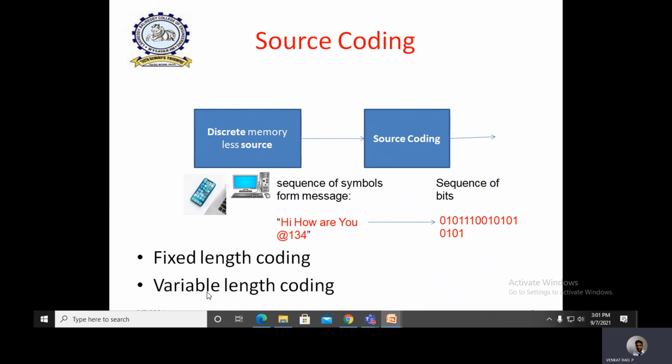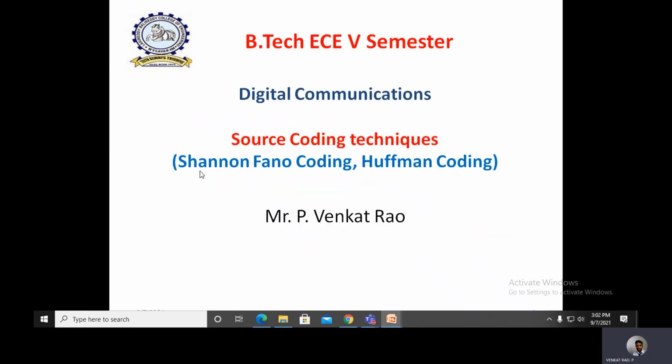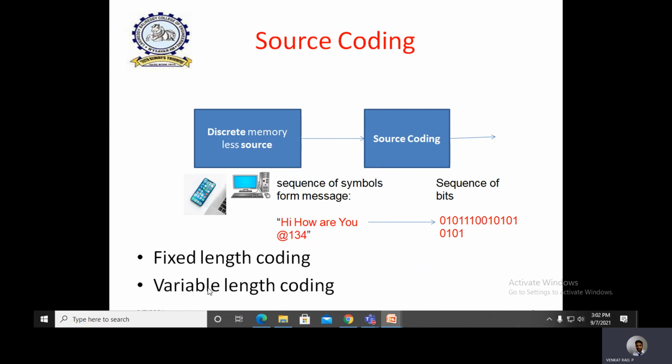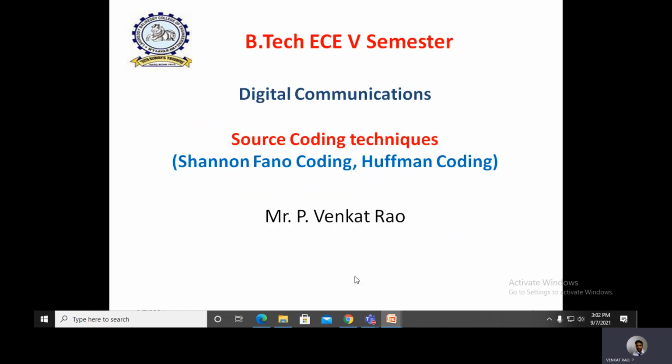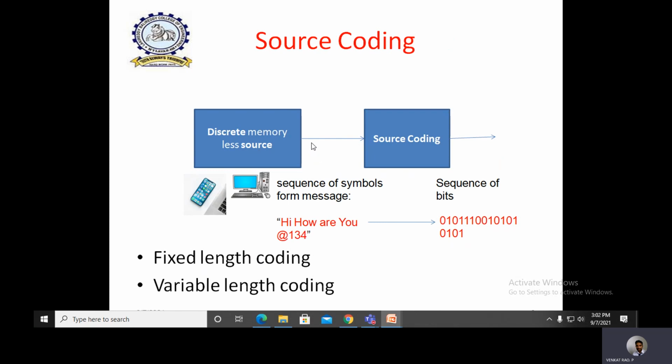So in this class we are going to understand the methods used for variable length coding. The methods are known as Shannon-Fano coding and Huffman coding. These two are very fundamental and useful techniques which come under source coding as variable length coding. There is a procedure for each technique, and we need to follow some steps. Before understanding Shannon-Fano or Huffman coding, first we'll see the source symbols coming from the discrete source, and how to observe the probability of occurrence of each symbol.